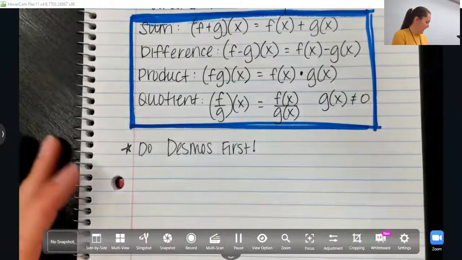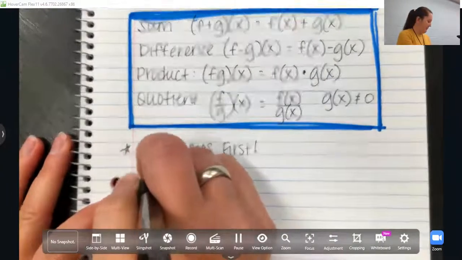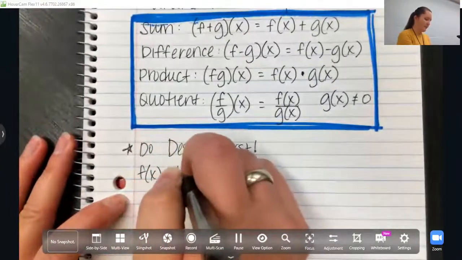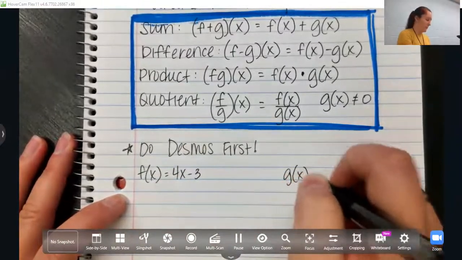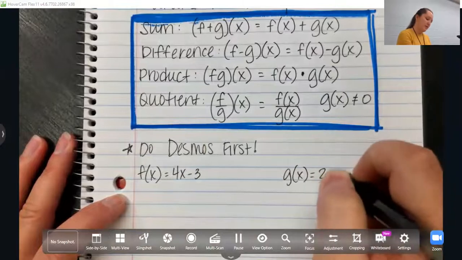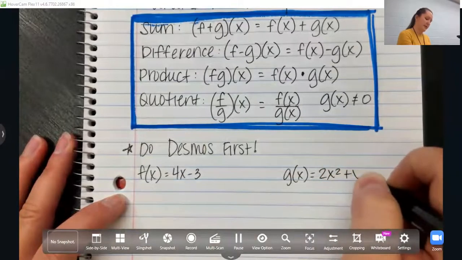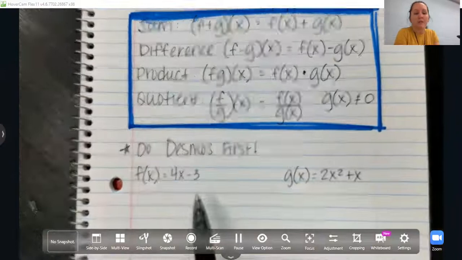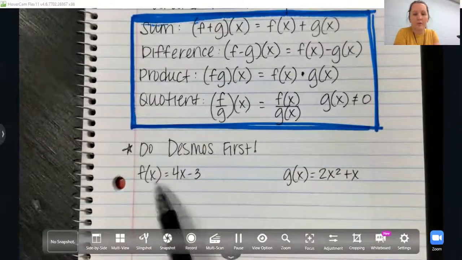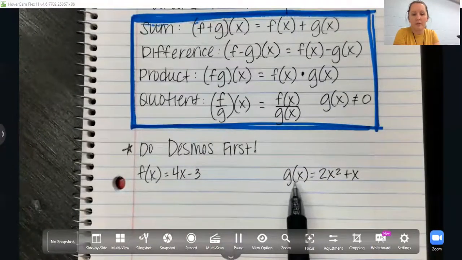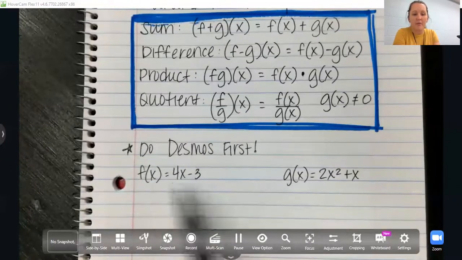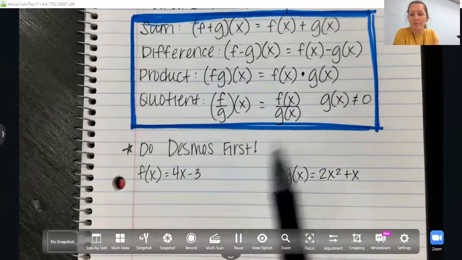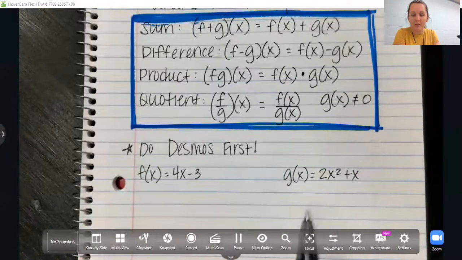So the first one they gave us was this f of x equals 4x minus 3. And they also gave us g of x equals 2x squared plus x. So notice these are both functions, right? This is a function of x. This is a function of x as well. These are just the names of the function, f of x and g of x. Those are just the names, okay? It's telling us that it's a function.